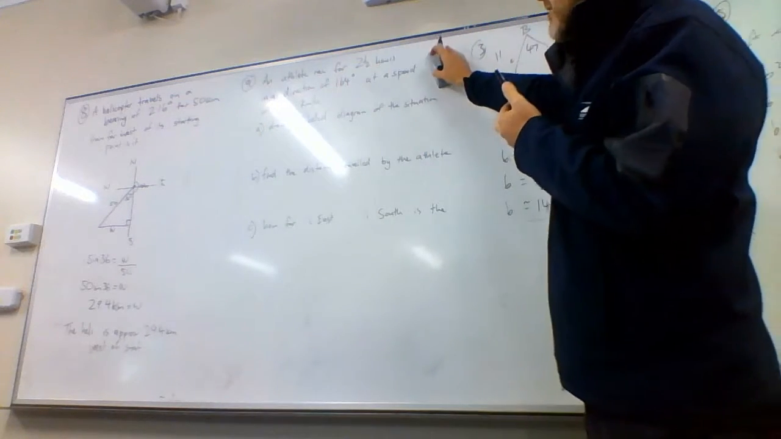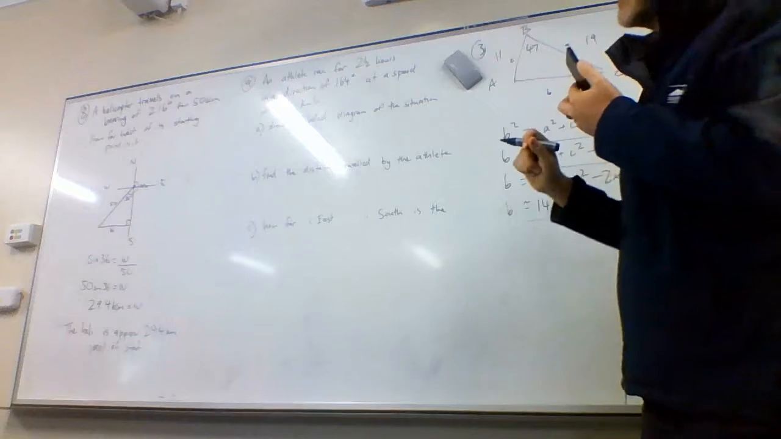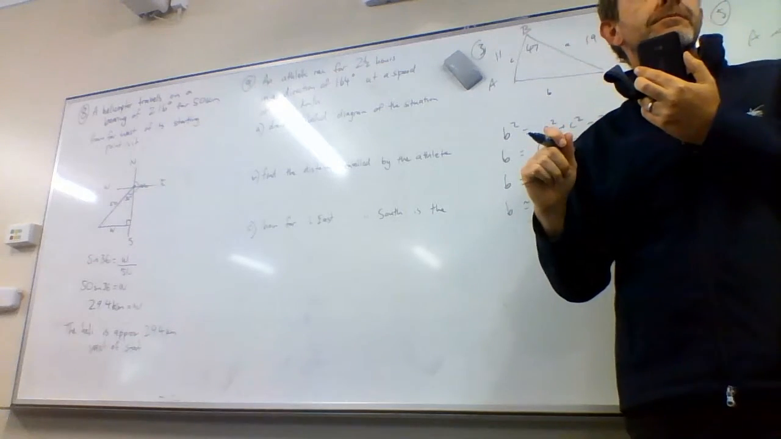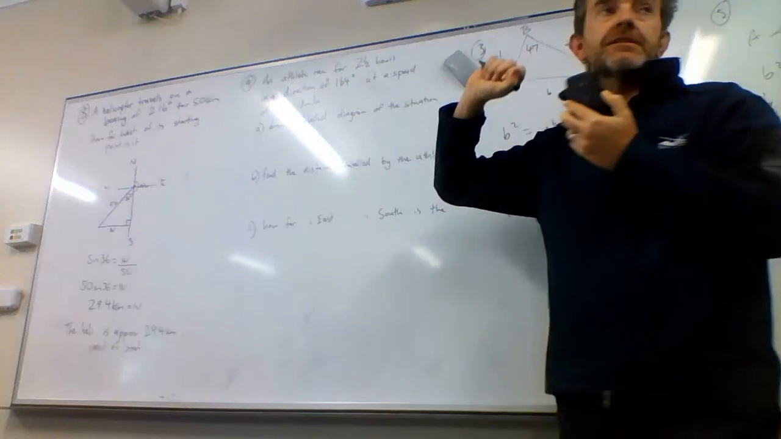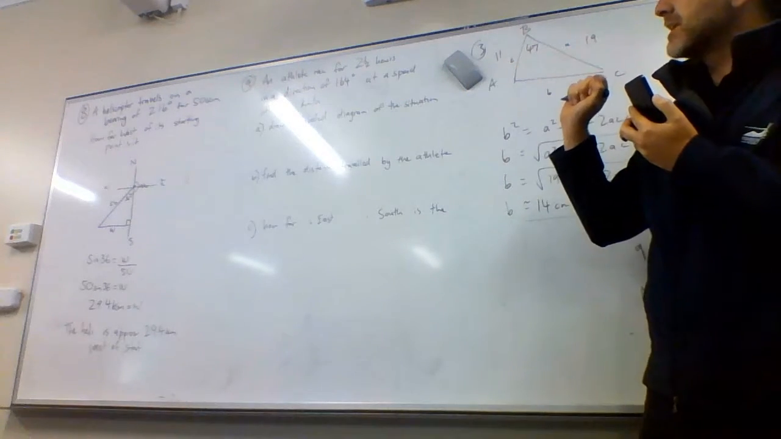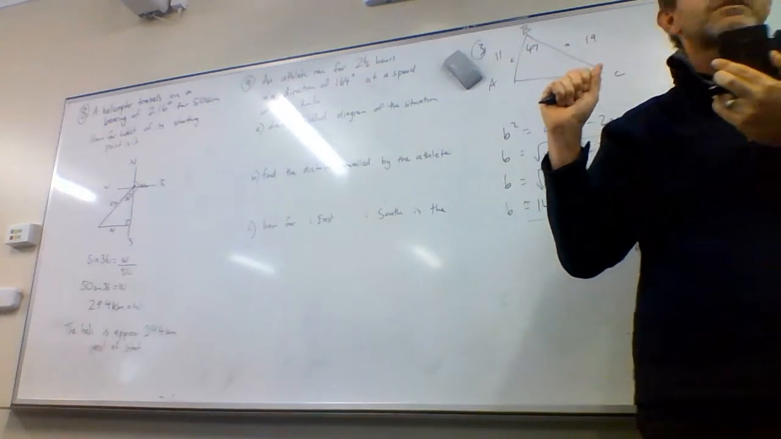The next question here, we've got an athlete, ran for 2.5 hours. This is not me, obviously, because I would not run that long. 2.5 minutes more likely. In a direction of 164 degrees at a speed of 14 kilometres per hour. Also not likely to be me.